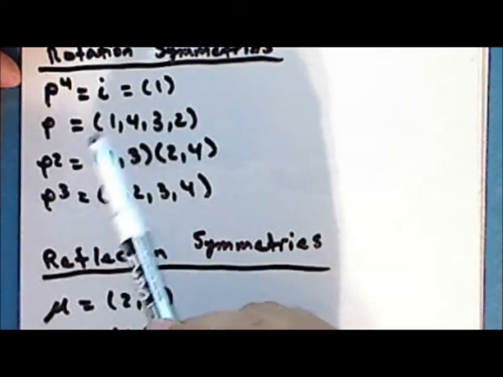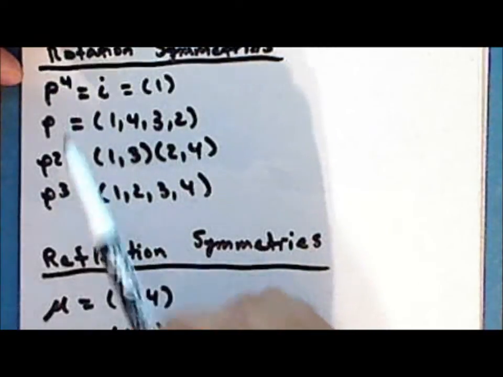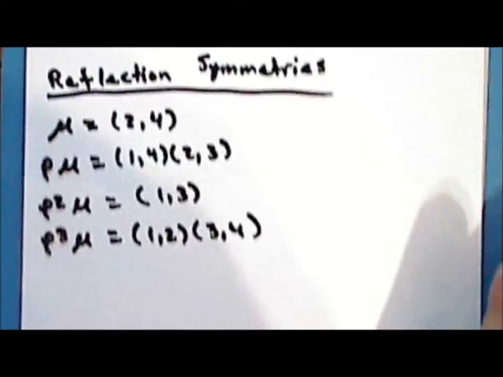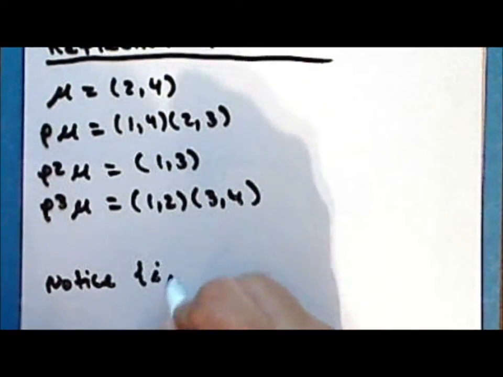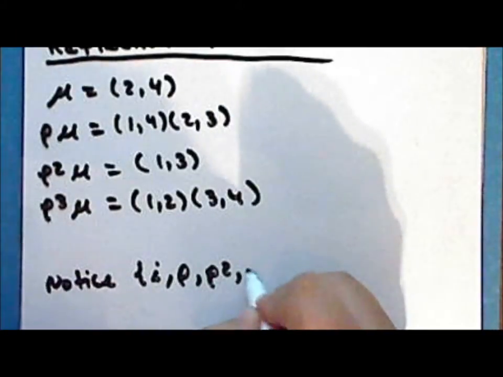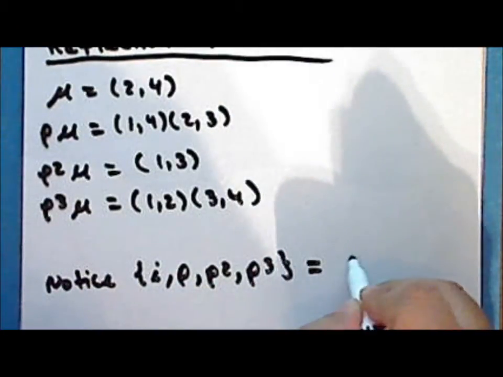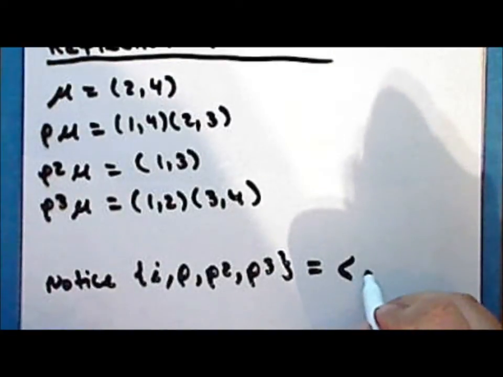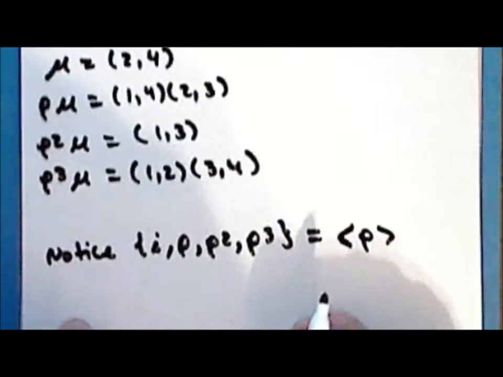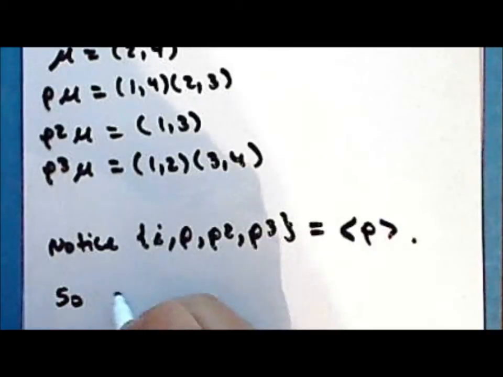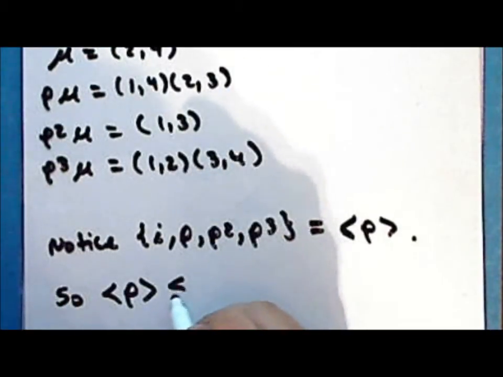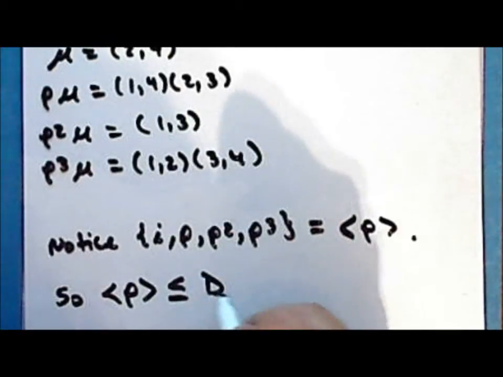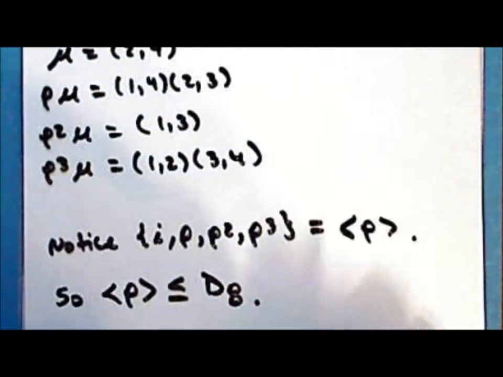So notice that the rotations alone, consisting of identity, rho, rho squared, and rho cubed, is the cyclic subgroup generated by rho. And so the cyclic subgroup generated by rho is indeed a subgroup of the dihedral group of order 8.